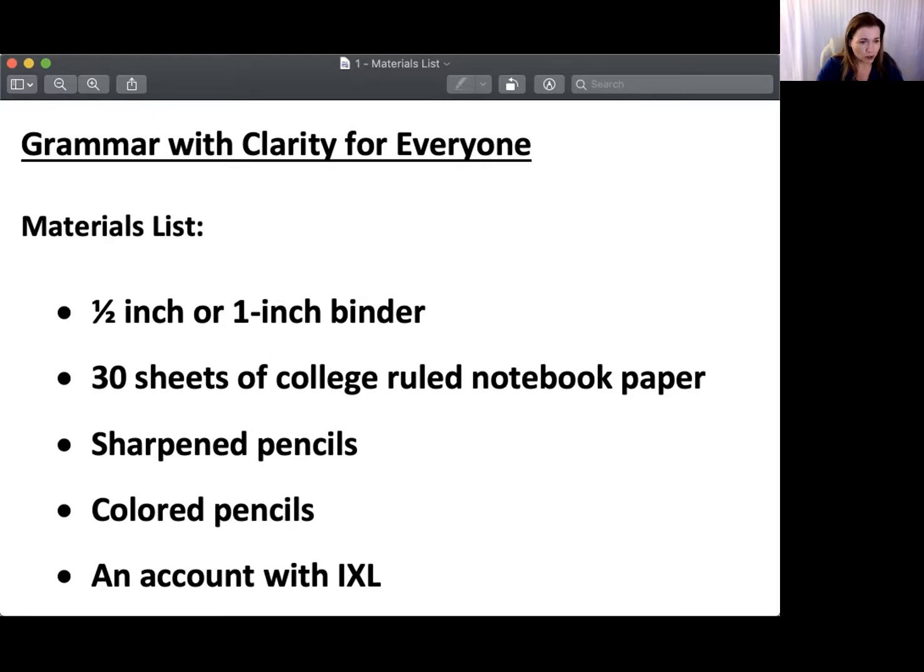If you're a homeschooled student, some homeschool programs will provide IXL for you at a reduced rate. If you are not a homeschool student, you can get an account with IXL. You can even just get a monthly account. And if you only use this IXL program over the course of the next month while you're working through these videos, it will be money well worth it. So I highly recommend that you get an account with IXL.